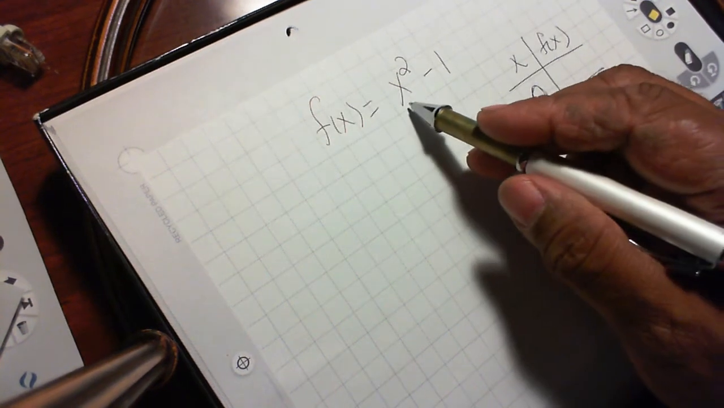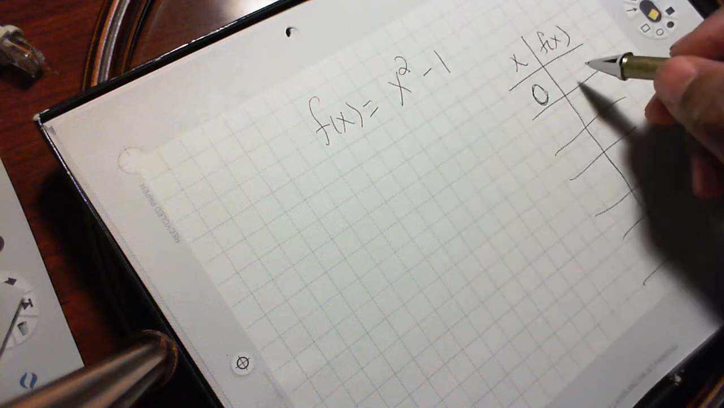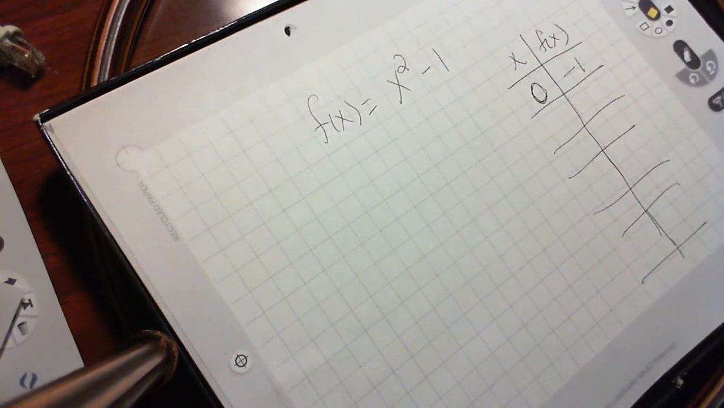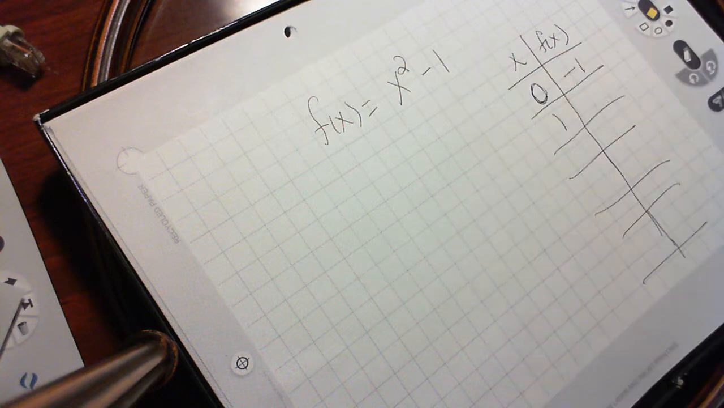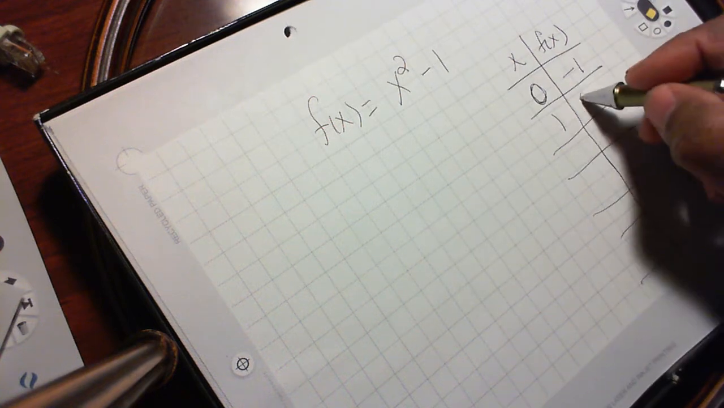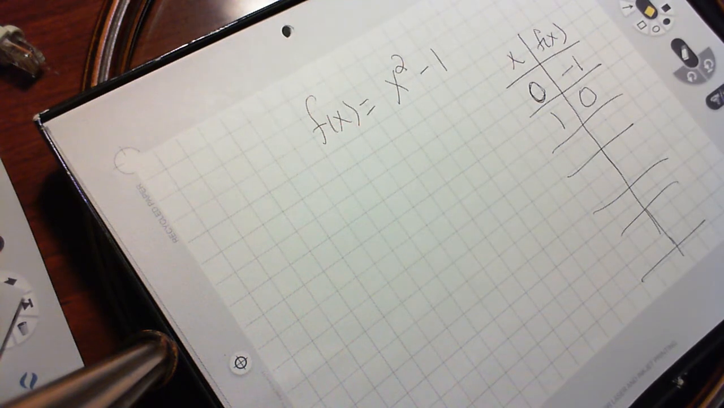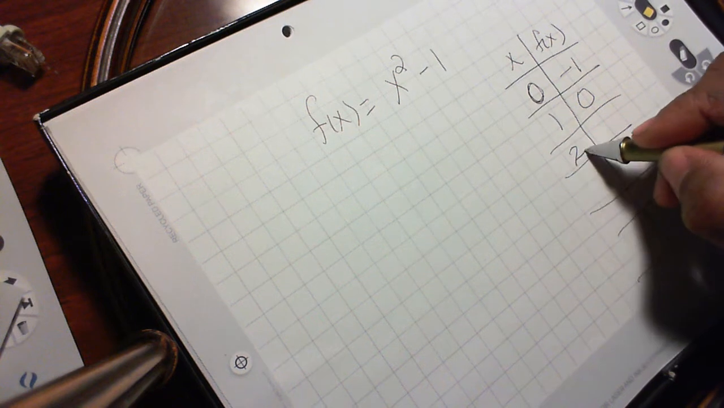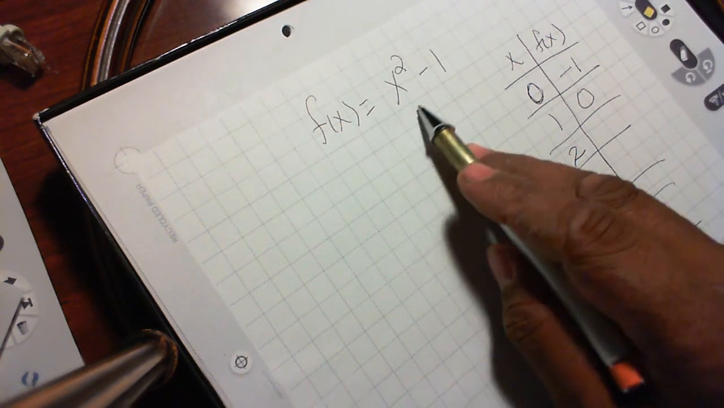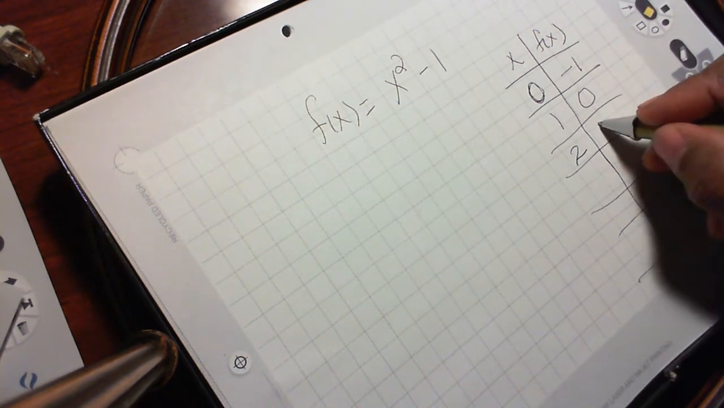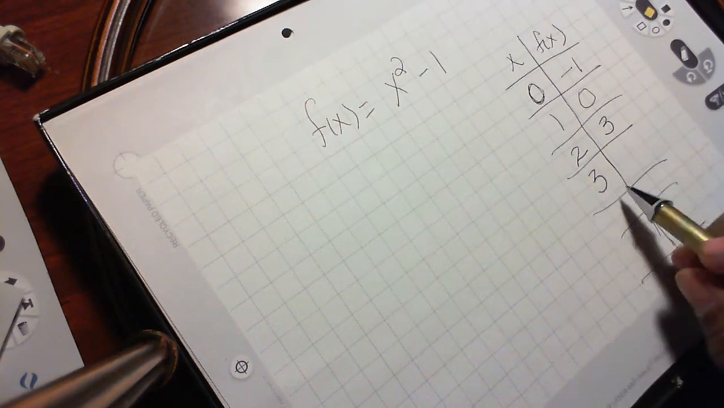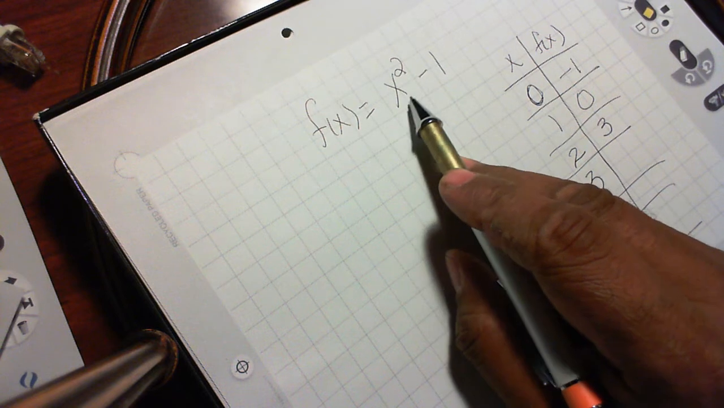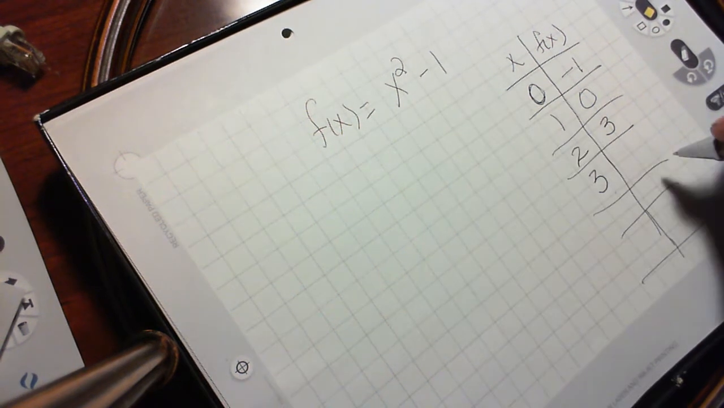So 0 is in the domain. 0 squared minus 1 is minus 1. Okay, so let's pick another one. 1. 1 squared is 1. 1 minus 1 is 0. Okay, how about 2? 2 squared is 4. Minus 1 is 3. Okay, let's pick another one. 3. 3 squared is 9. 9 minus 1 is 8.